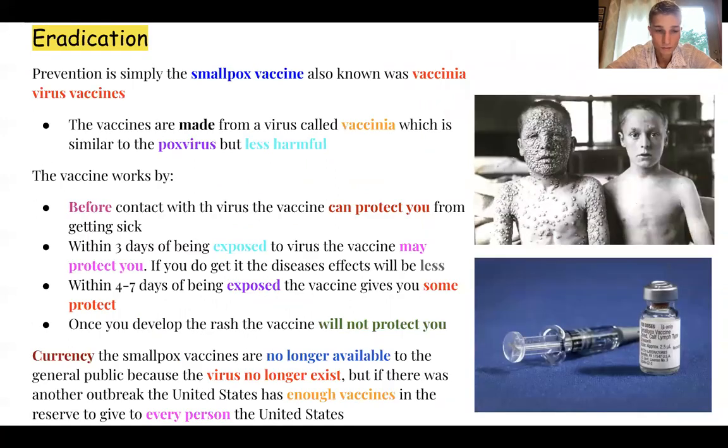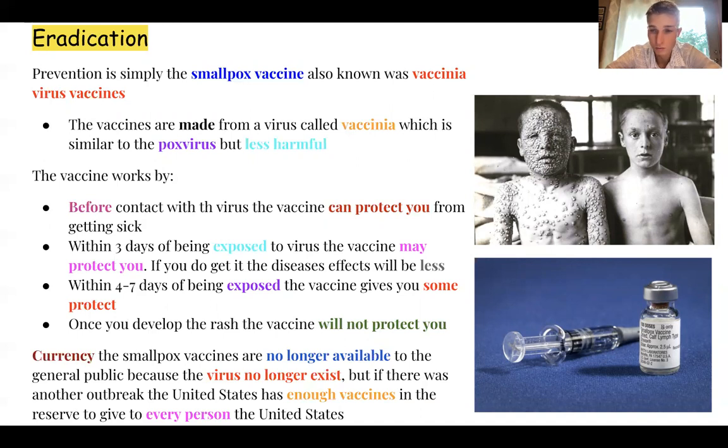So prevention is simple. Get the smallpox vaccine, also known as the vaccinia virus vaccine. The vaccines are made from a virus called vaccinia, which is similar to the pox virus, but less harmful. How the vaccine works: if you have never contracted the virus before, then the vaccine is going to give you complete protection from getting sick.